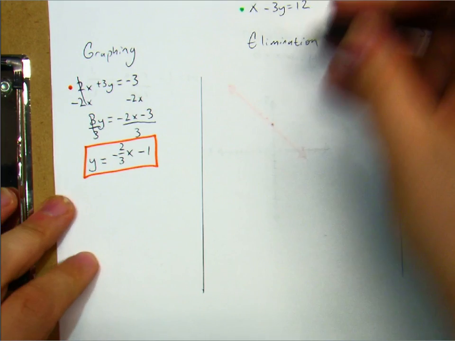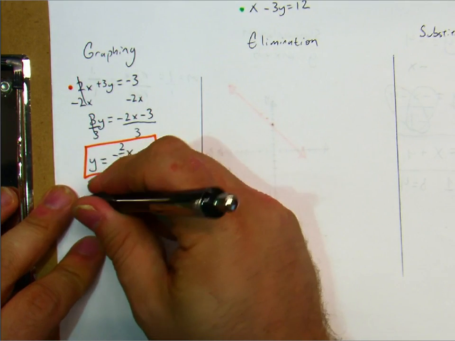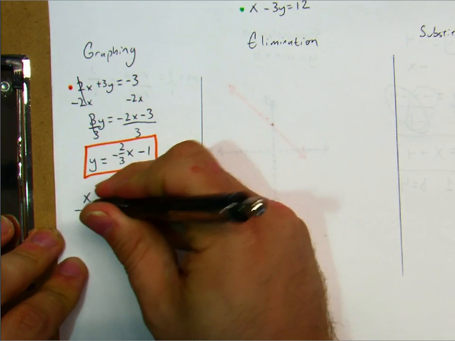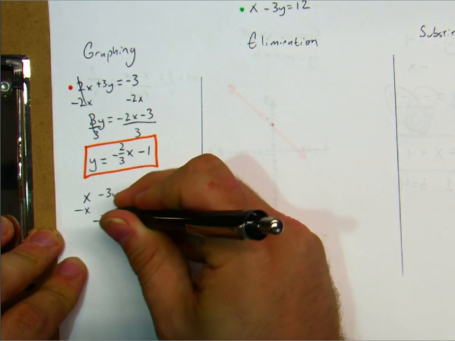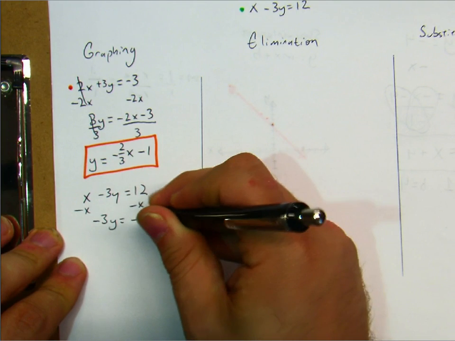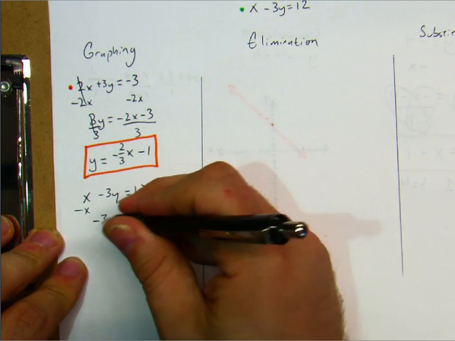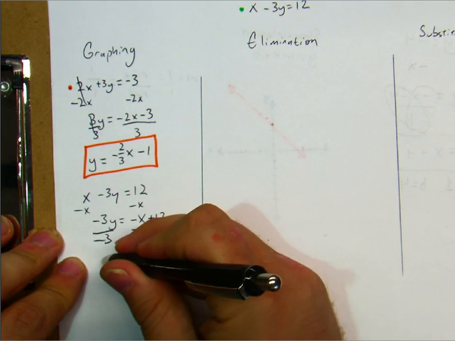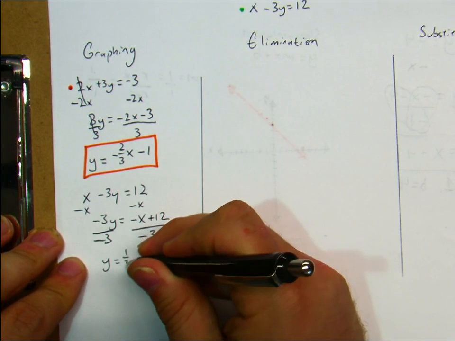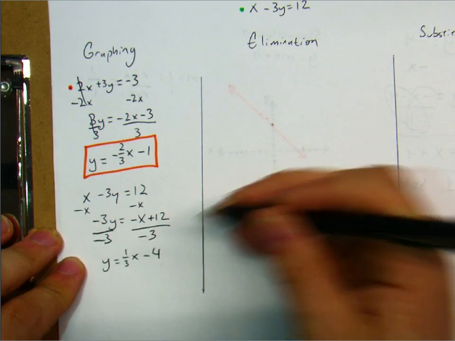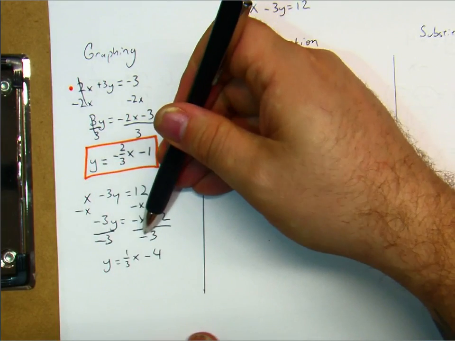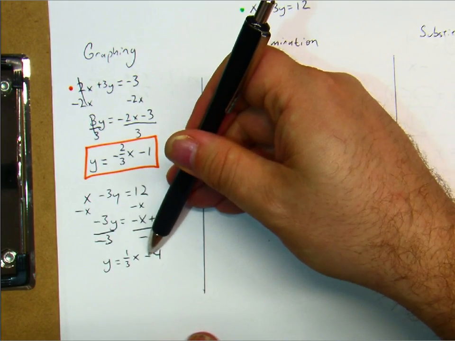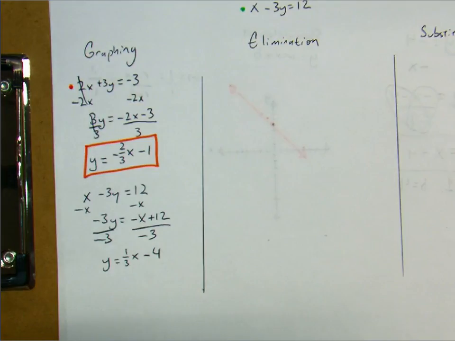Green line. So I have x minus 3y equals 12. I'm going to subtract an x, giving me negative 3y equals negative x plus 12. Divide by negative 3, giving me y equals 1/3 x minus 4. Note, negative divided by a negative becomes a positive. Positive divided by a negative becomes a negative. Okay, this is my green line.